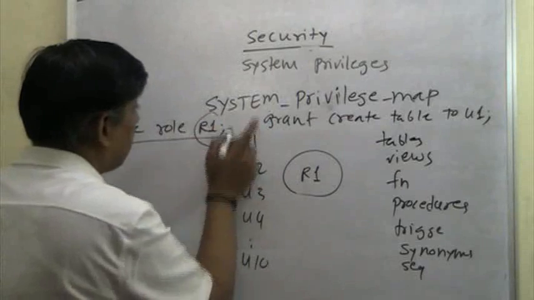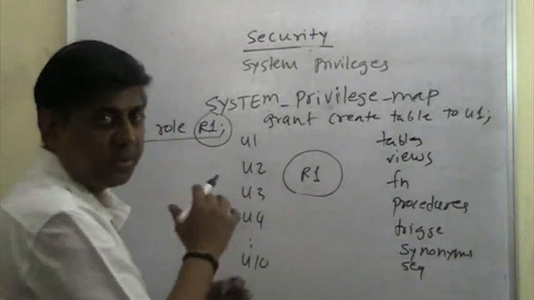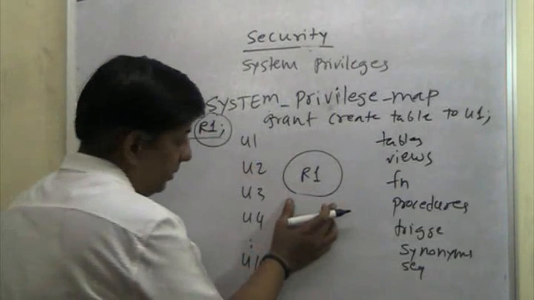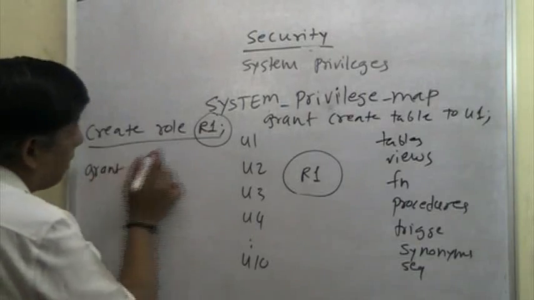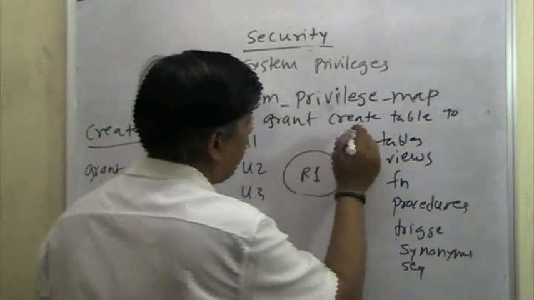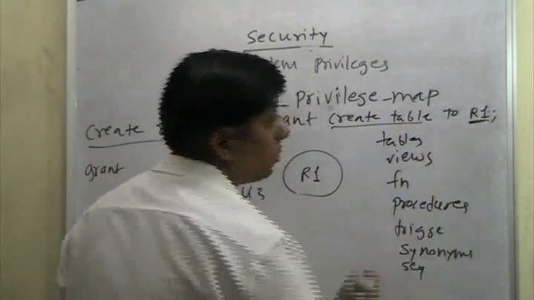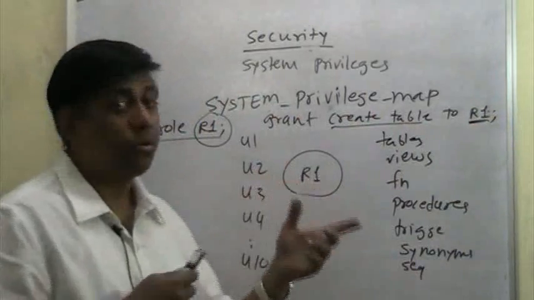This one acts as a kind of a user, and it acts as a privilege. So let me explain what I mean by that. After a role is created, I can come and say grant create table. I will just change it here. I will say grant create table to R1. This is not a user. This is a role. So grant create table to R1.